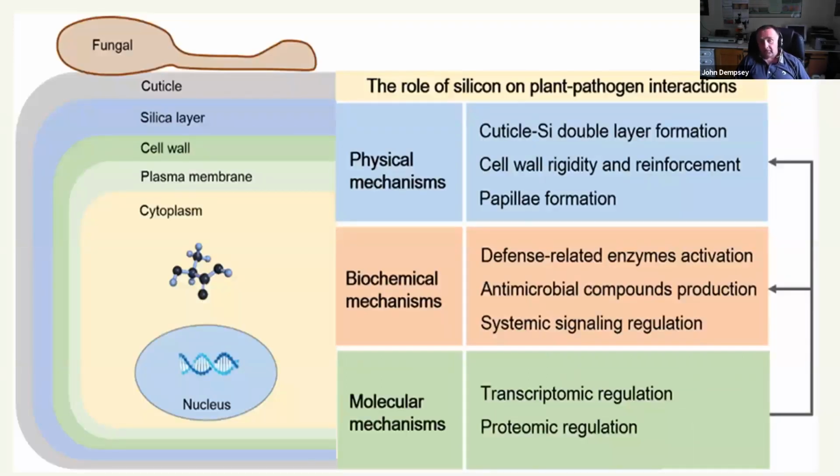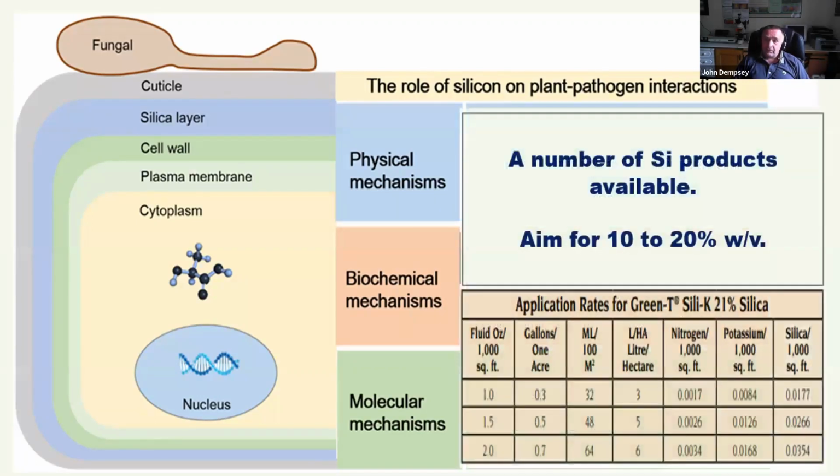Silica, or silicon as the Americans call it, can physically stop or slow down the infection. As a matter of interest, it also has a biochemical effect on a lot of fungi. This is one I've used. If you're looking for a silica product, look for something with a 10 to 20% weight per volume amount. It's pretty easy to apply. 3 litres per hectare should be enough, and it will have an effect.